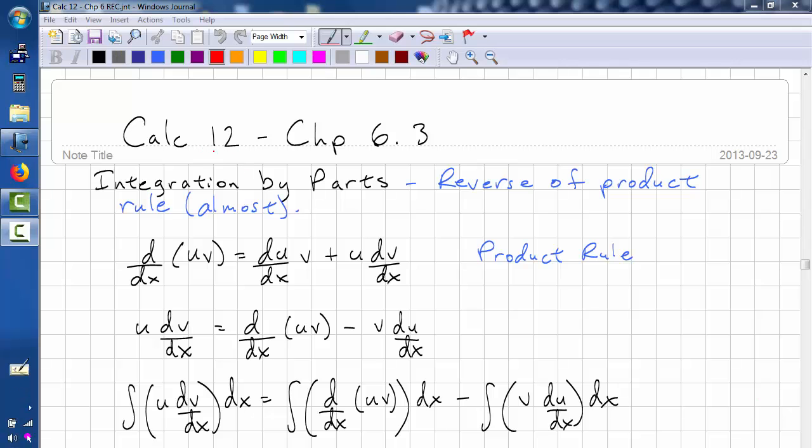Hi, this is Calculus 12, Chapter 6.3. We're going to be looking at integration by parts. This is the reverse of the product rule, almost.